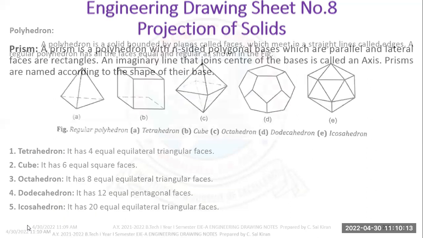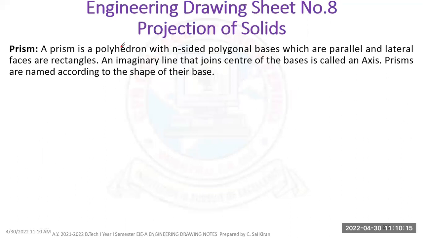Next is a prism. A prism is a polyhedron with an n-sided polygon. The polygon can have any number of sides; the minimum is 3. The bases are parallel, and the lateral faces are rectangles. In the exam they will ask, for example, that the rectangular face of a square prism is resting on HP or VP. Based on those things you have to generate the stages.